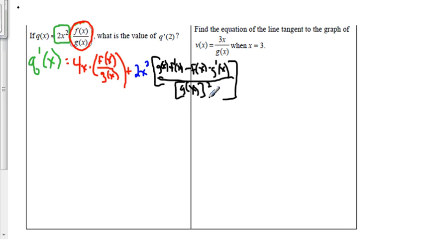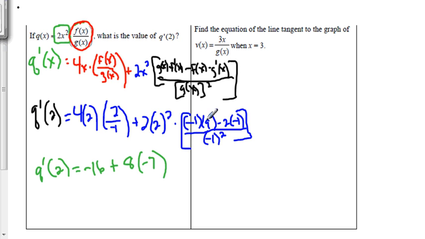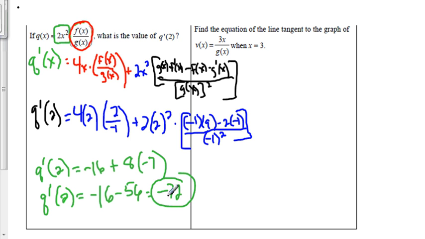Okay, and now I'm going to have to use my table, and let's substitute all these values in for g prime of 2. When I substitute all the numbers, every place I see x, I put in 2. And from the data table, these are all the values I get. And we get g prime of 2 equals negative 16 plus negative 56, which is going to equal negative 72.